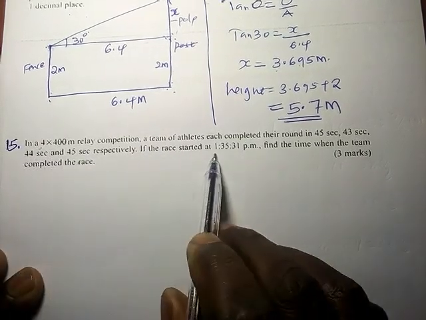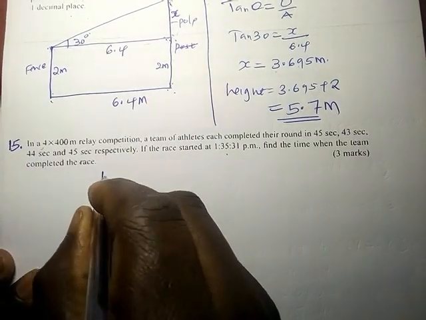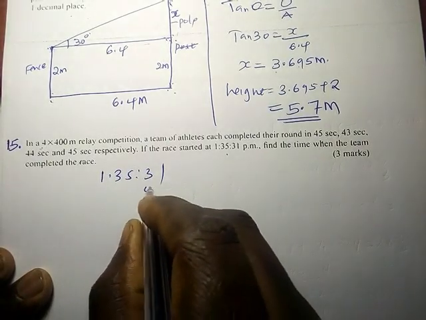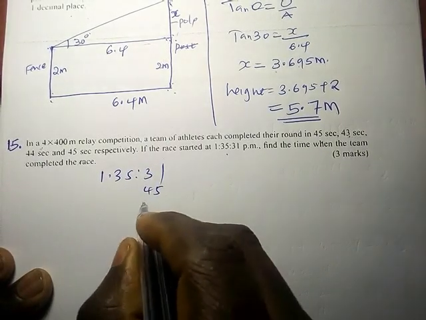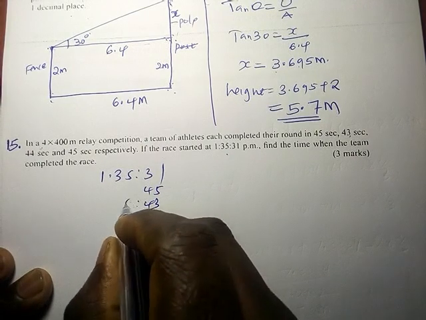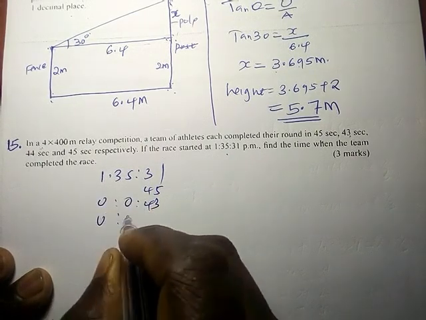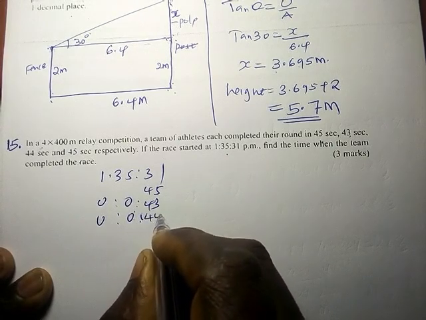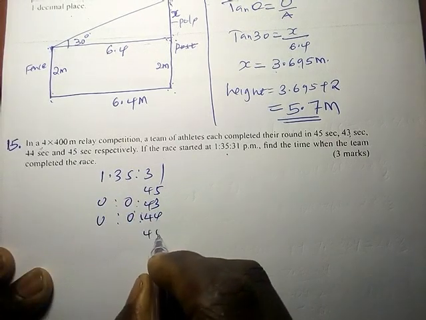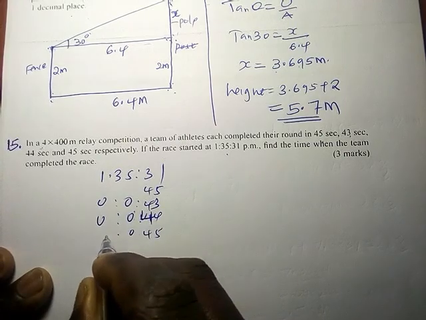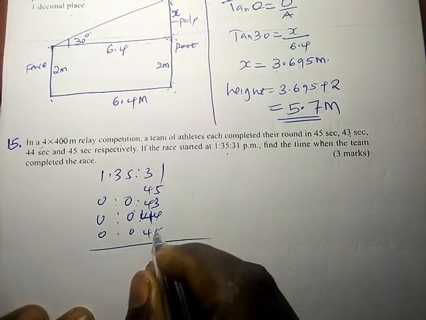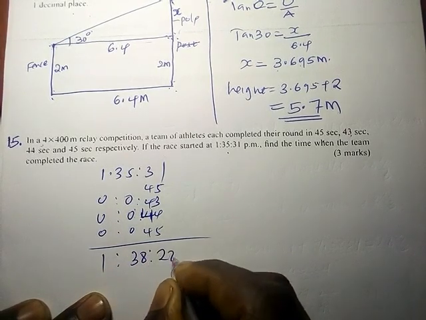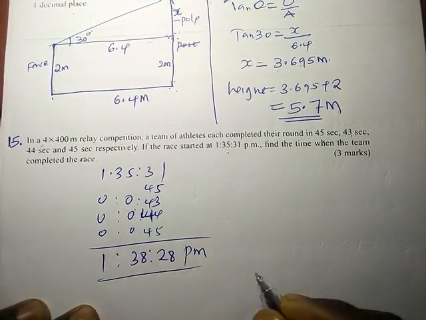Here you just need to add the time they took. So you simply need to add, and you will find the total time they took is 38:28.